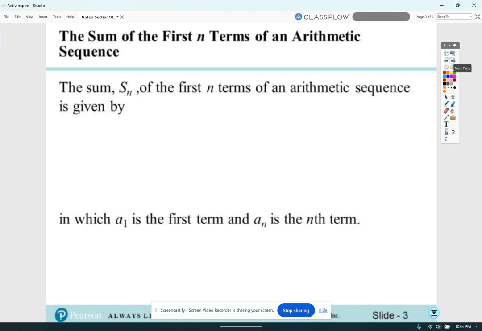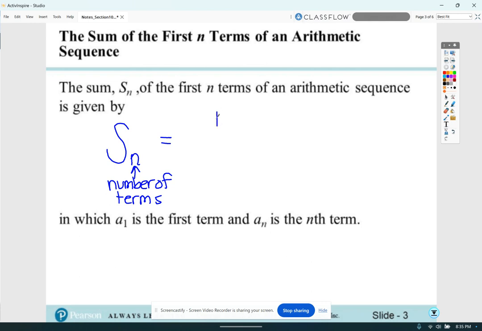The formula for finding the sum S sub n: we use the capital S to stand for sum, and the n stands for the number of terms that we're adding within a sequence. So if I wrote S sub 10, I want you to find the sum of the first 10 terms of a sequence. The formula looks like this.